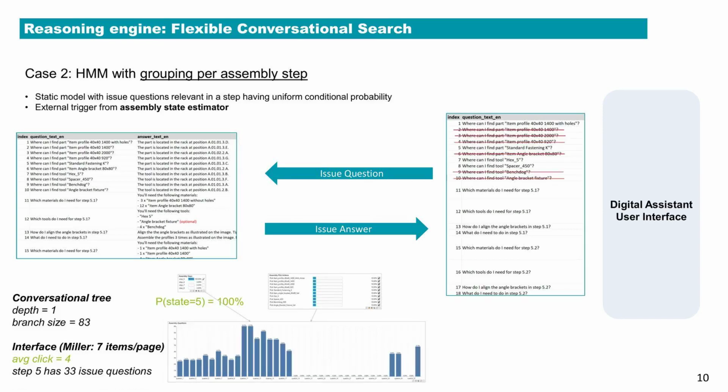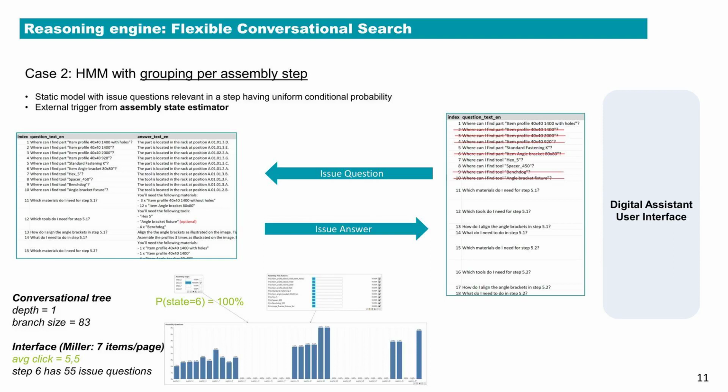With the hidden Markov model, the state estimator triggers would be included to get the information about the current assembly state. Considering that the state coming from the state estimator is 100% correct, the reasoning engine knows that the operator is performing a specific assembly step, for example, step 5. In this example, the number of issue questions was reduced to 33. So, the average number of clicks required to navigate all the pages on the user interface reduces to 4.